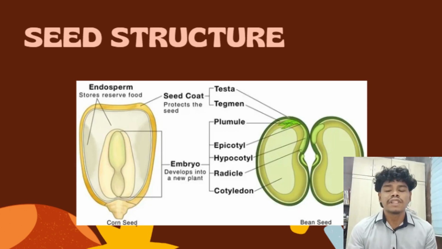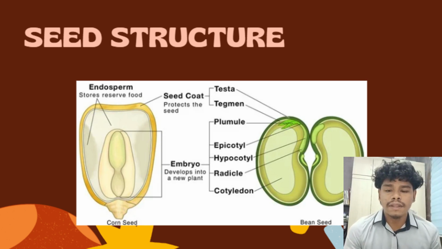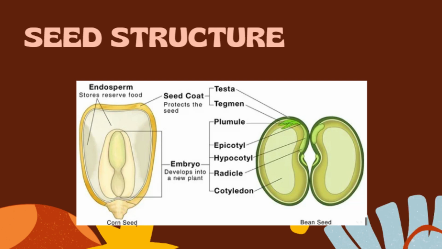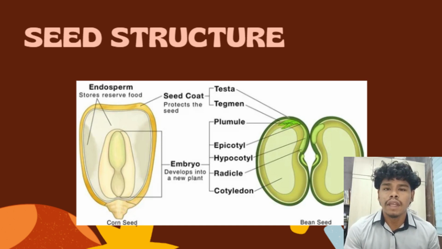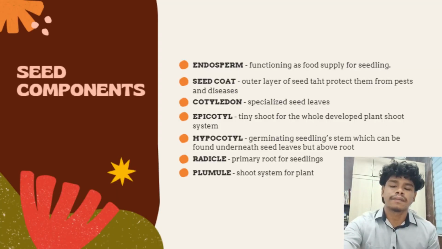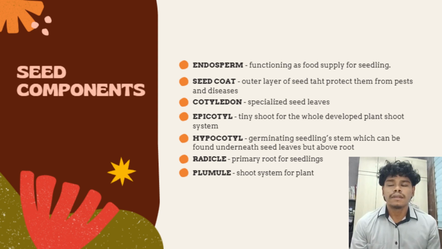And now let's move on to seed structure. As you know, seeds consist of 3 main parts, which are endosperm, seed coat, and embryo. In the embryo, you can see there is plumule, epicotyl, hypocotyl, radicle, and cotyledons. So, in seed components, there is endosperm, functioning as food supply for seedlings, and the seed coat, which is an outer layer of seeds that protects them from pests and disease.